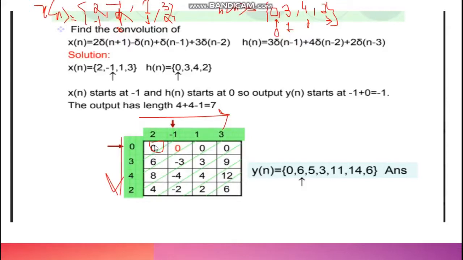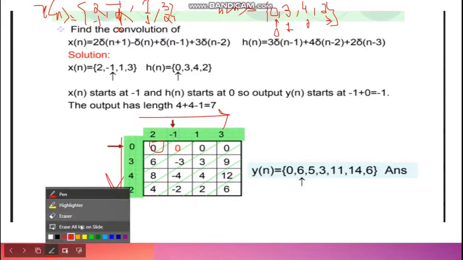Similarly, this element is found by multiplying 2 into 3, that is 6, this by minus 1 into 3, this by 1 into 3, that is 3, and this by 3 into 3, that is 9. Similarly, 2 into 4 is 8, 4 into minus 1 is minus 4, 4 into 1 is 4, 4 into 3 is 12, 2 into 2 is 4, 2 into minus 1 is minus 2, 2 into 1 is 2, and 2 into 3 is 6. So we filled these elements. Now we have to find the y of n, right?